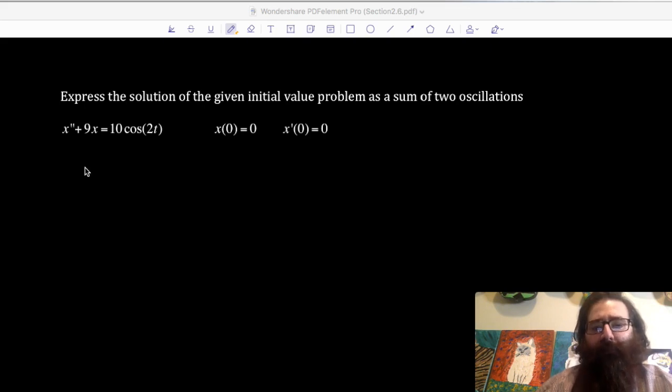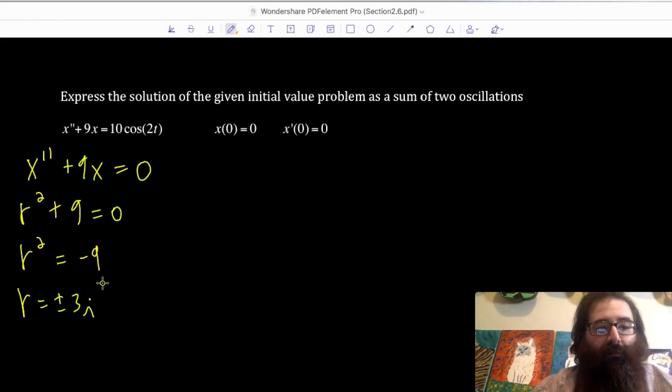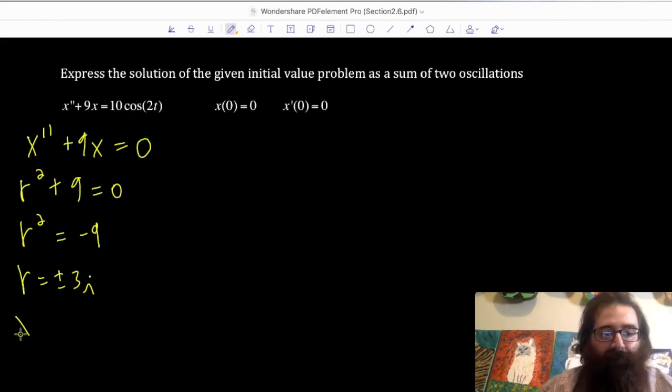Now the very first thing that we have to do, if we remember solving these with the method of undetermined coefficients, is to first take a look at the complementary solution by looking at x double prime plus 9x equals 0. So we first solve the homogeneous variant of this. And using the characteristic equation, we get r squared plus 9 equals 0, or that r squared equals negative 9, or then that r is equal to plus or minus 3i. So this carries with it a complementary solution, x sub c is some constant c sub 1 times cosine of 3t, plus some constant c sub 2 times sine of 3t.